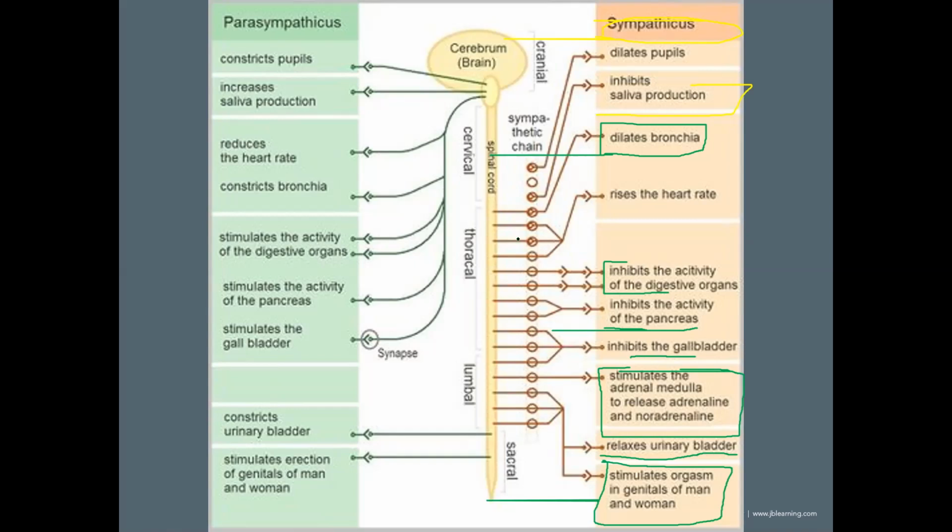Now, on the parasympathetic side, we don't really need to see a lot if we're just kind of resting out. So our pupils will constrict. We're going to do things like digest now. So our salivary production is going to increase. Our heart rate's going to decrease. Our bronchioles don't need to really be full and going, so they're going to just constrict a little bit. Stimulates our digestive organs, the pancreas, the gallbladder, all of that, so that we can start digesting again. Constricts our urinary bladder.